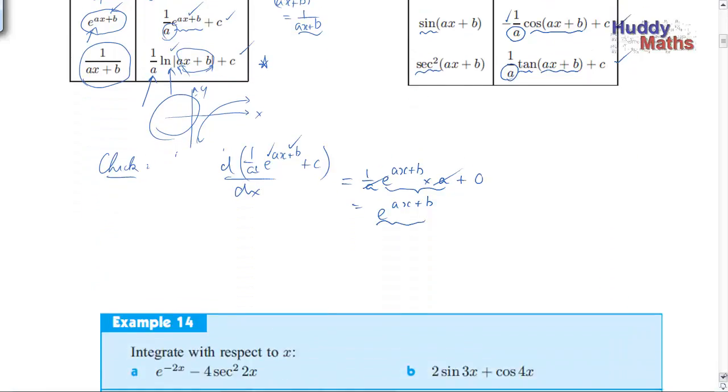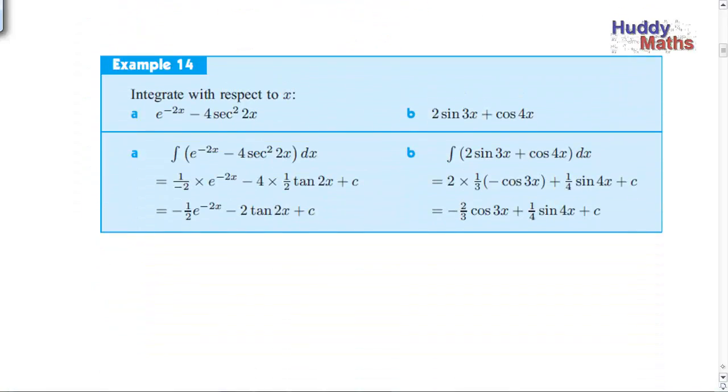Okay, are you ready? Let's have a go at some basic ones here, some screen clippings from Hayes and Harris publications. You should have their book handy by there. Okay, integrate e to the neg 2x, take 4 sec squared 2x. What is the rule that has been used to produce that?